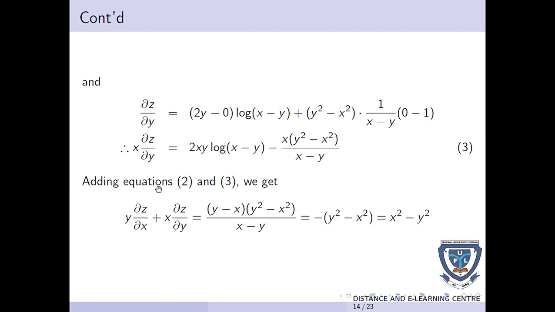Adding equation 2 and 3 together, we get y dz dx plus x dz dy is equal to (y minus x)(y squared minus x squared) all over x minus y. And that is equal to, after proper simplification, x squared minus y squared.